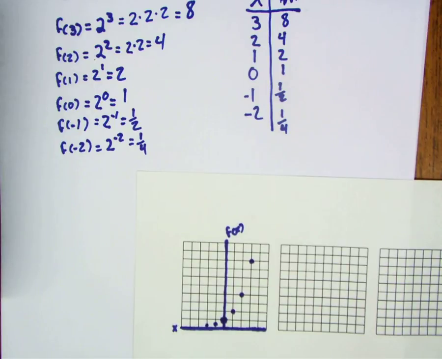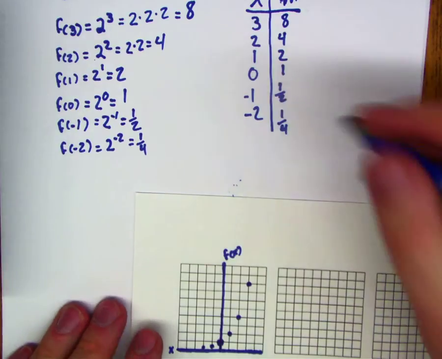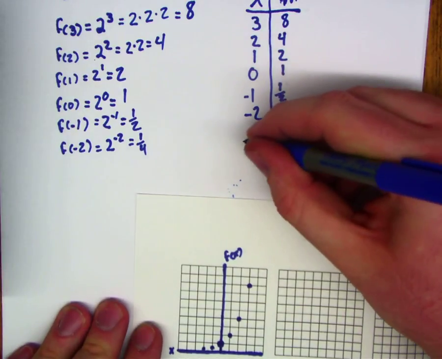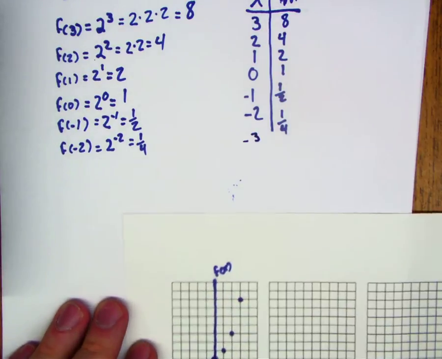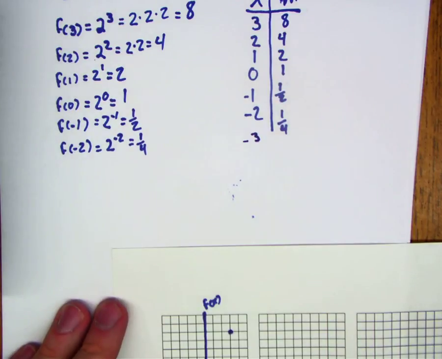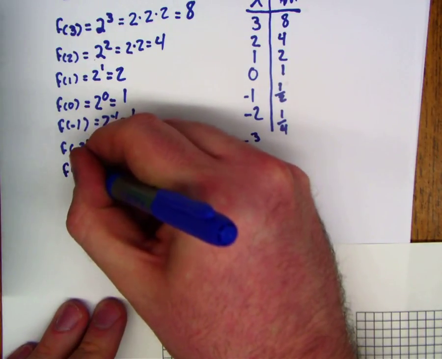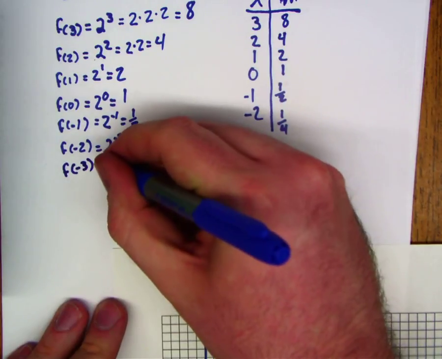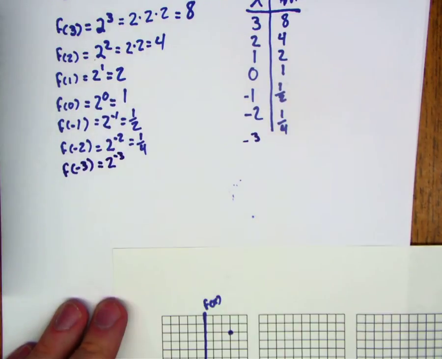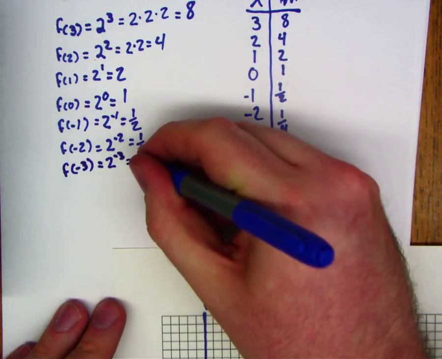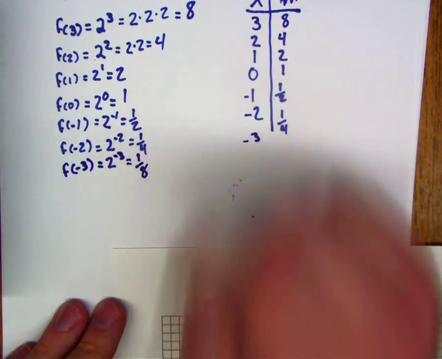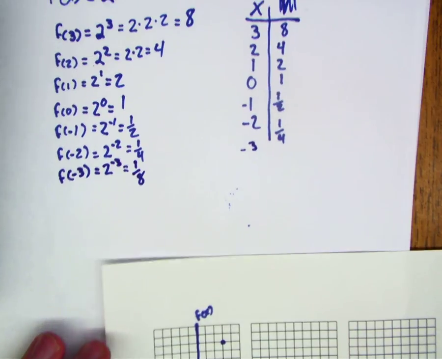Now, let's see. I think we could possibly go a little further still. Let's figure out our value for -3. So at -3, for f of x, I'm going to look for f of -3, which is just going to be 2 to the -3. Think about that for a sec. That's just going to be equal to 1/8. It's 1 over 2 to the 3.